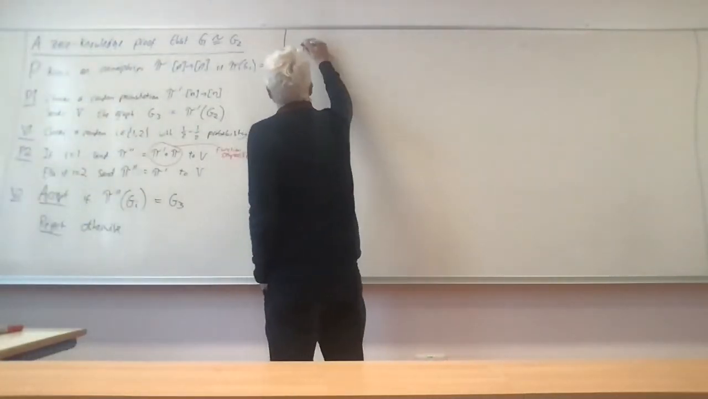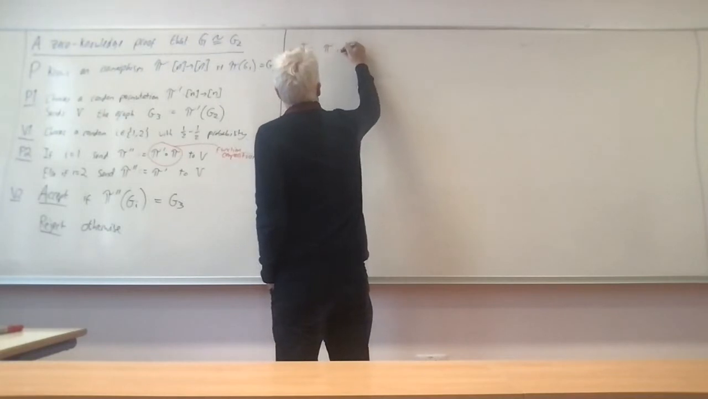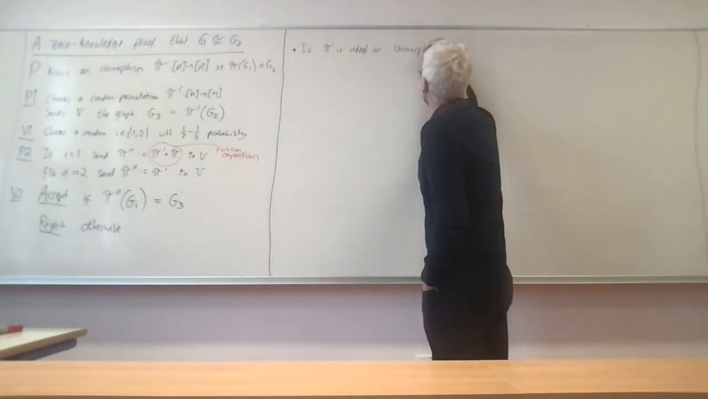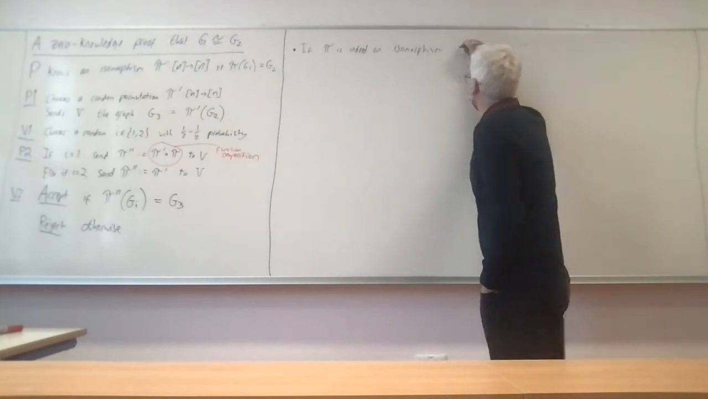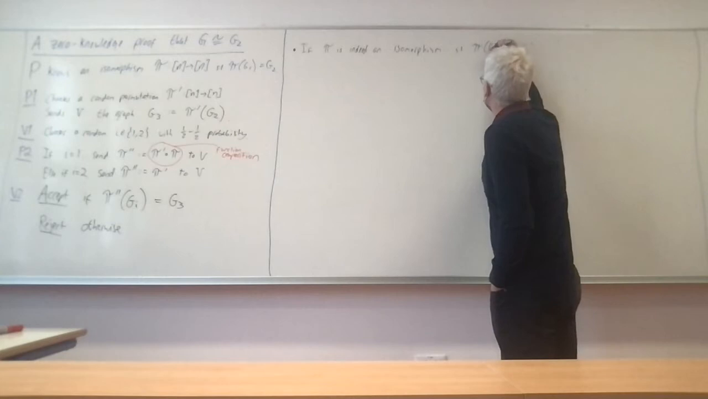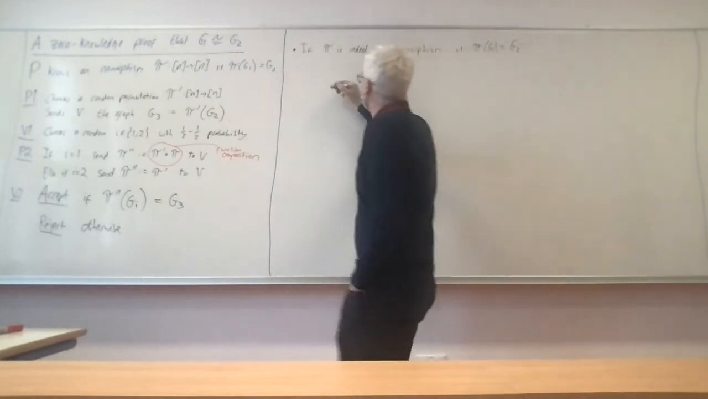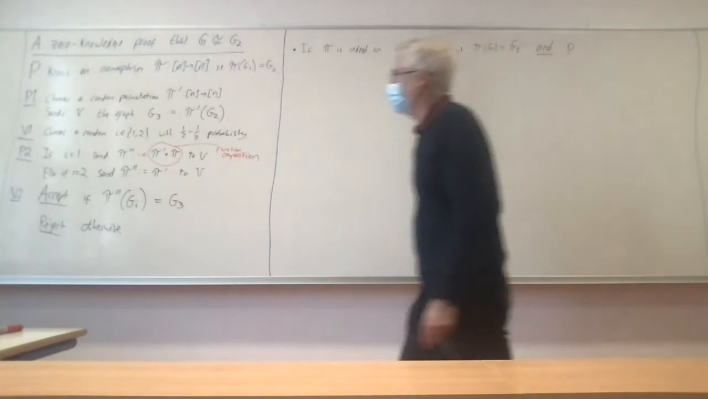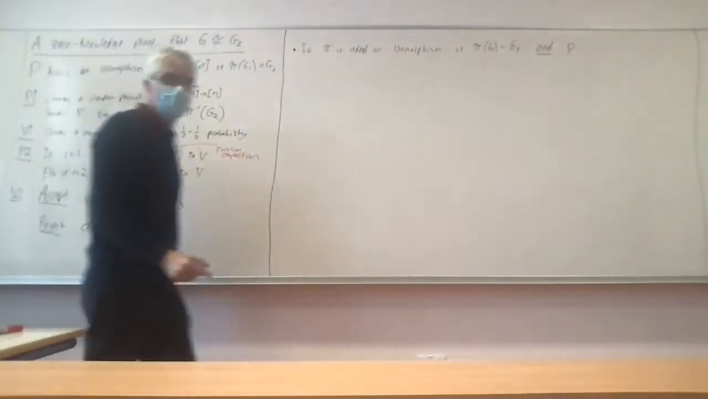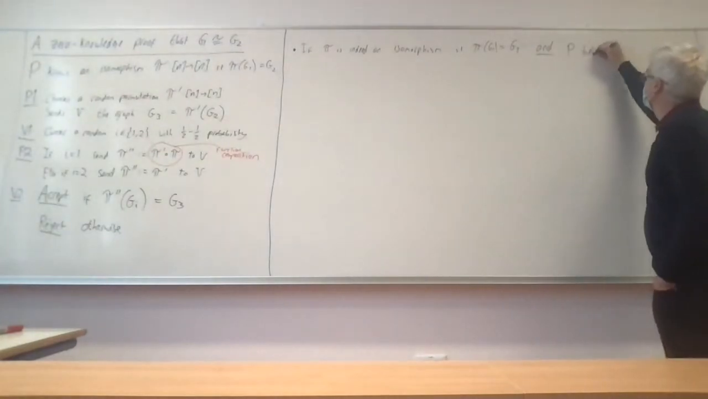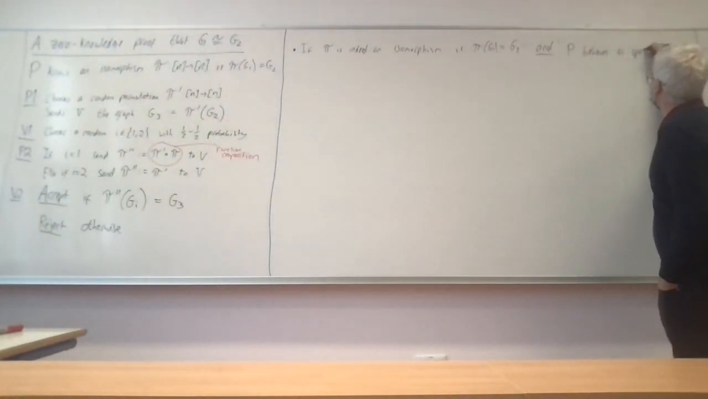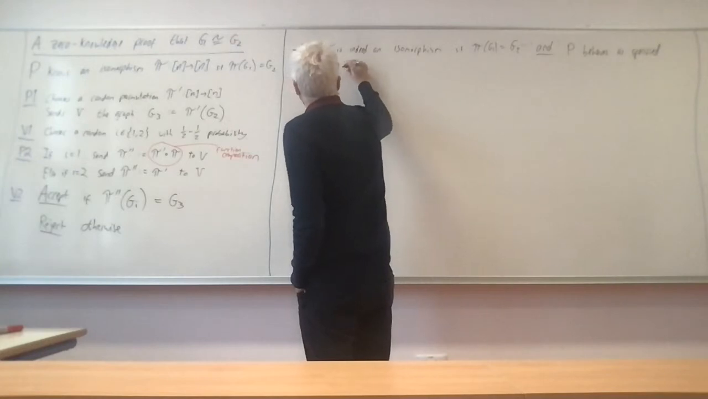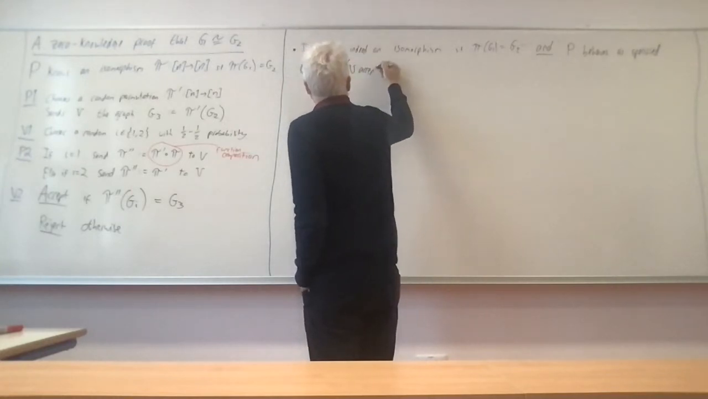So if pi is indeed an isomorphism from G1 to G2, and importantly, the prover behaves in the way we're saying it behaves, P behaves correctly, behaves as specified, then the probability that the verifier accepts is 1.